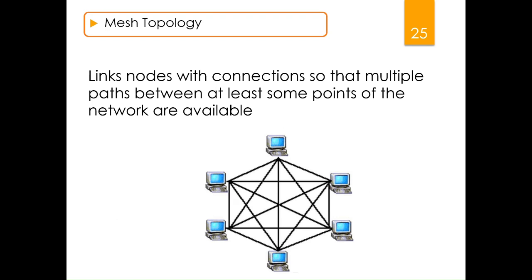In a mesh topology, every device is connected to every other device in the network. This creates many paths for data to travel.